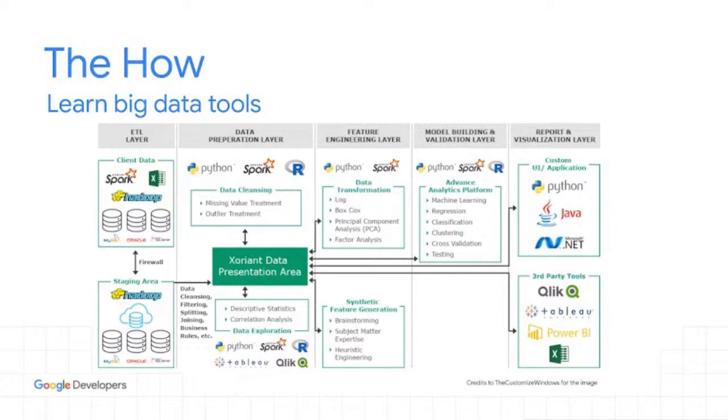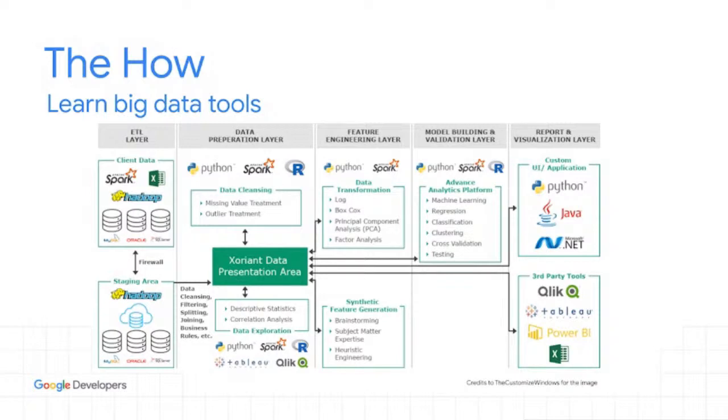And then for the next two layers, feature engineering and the model building and validation layer, this is usually what a data scientist or a data analyst does. The main goal here is to extract some insights or conclusions, or discover some structure from the vast data set, so that we can make better decisions and understand the data itself better. We usually use tools like Python, R, and Spark.